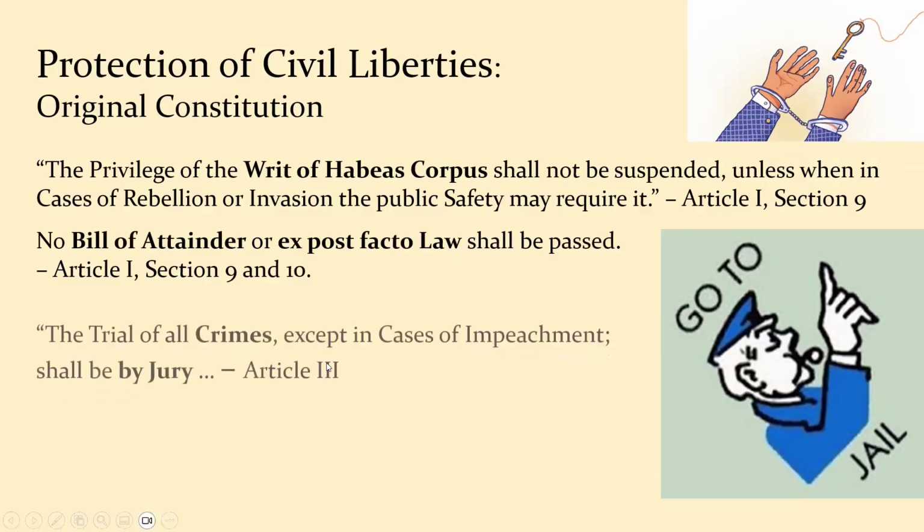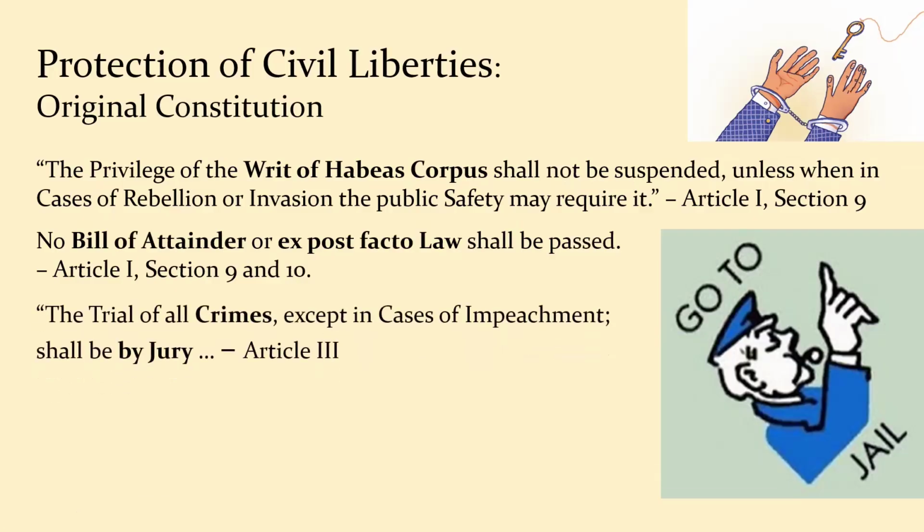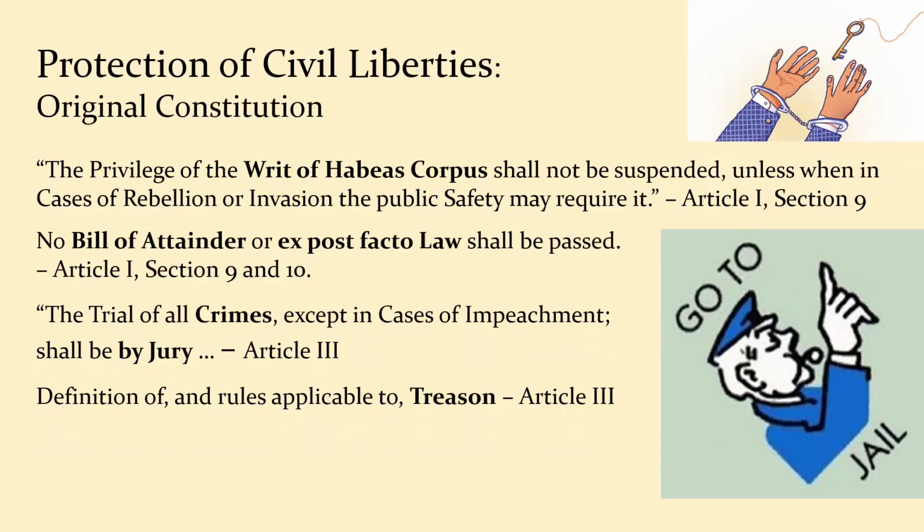Article 3 also provides some protection for civil liberties. It requires a jury trial for all criminal prosecutions, and it also defines the crime of treason, even prescribing certain rules that must apply in treason prosecutions. So you can see the founders of the nation valued civil liberties, really valued them. And it limited the national government, and as I've just explained in a few instances, even state governments from infringing upon them.